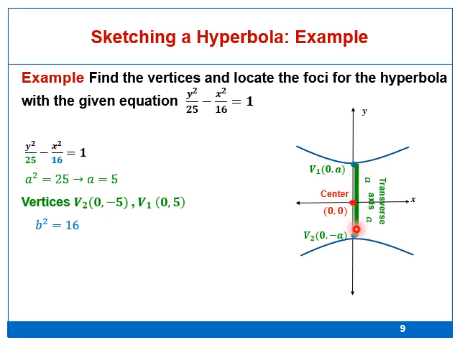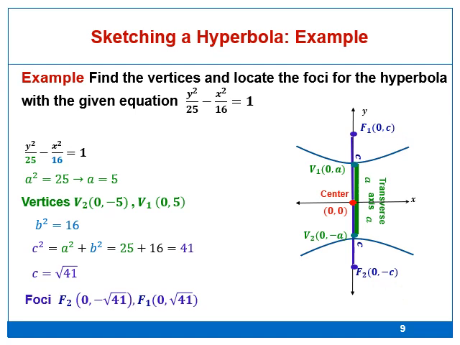The vertices are a units from the center, and being on a vertical line, their coordinates will be 0, a and 0, negative a. So they are 0, negative 5 and 0, 5. To calculate c, c squared is equal to a squared plus b squared, simply their sum, so it will be 41, giving c equal to the square root of 41. Also, the foci are on this vertical line, and c units from the center, so their coordinates will be 0, c and 0, negative c.